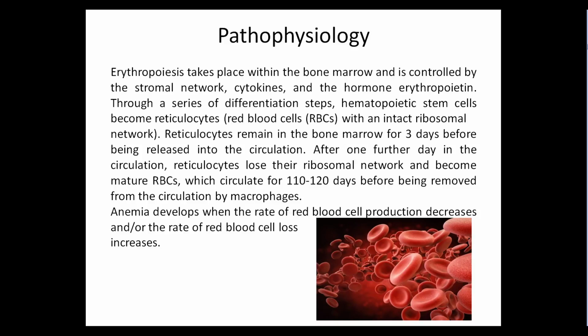After one further day in circulation, reticulocytes lose their ribosomal network and become mature red blood cells, which circulate for 110 to 120 days before being removed from circulation by macrophages. Anemia develops when the rate of red blood cell production decreases and/or the rate of red blood cell loss increases.